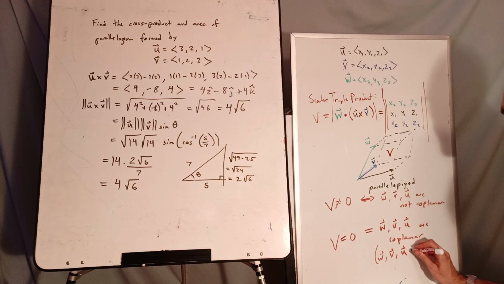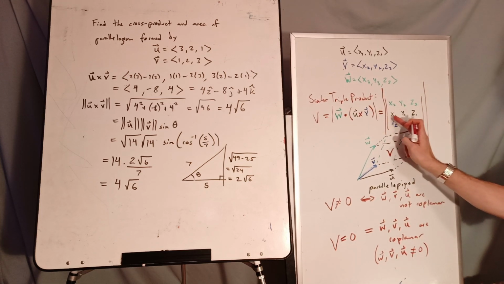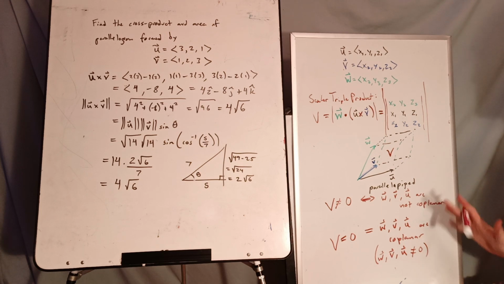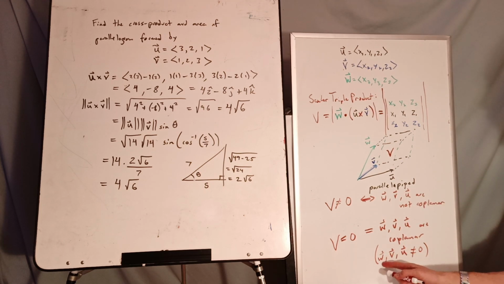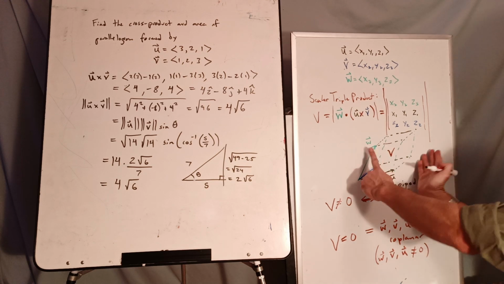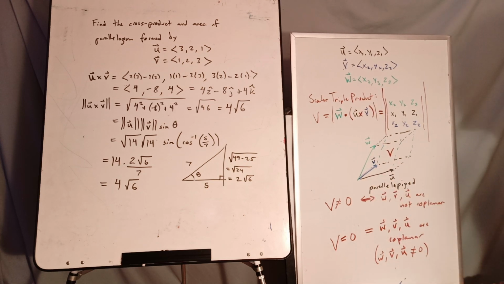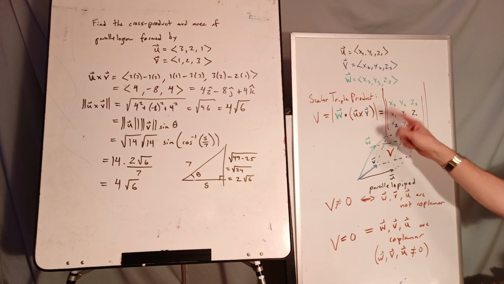If one of these is the 0 vector, then a whole row of this matrix is 0, and its determinant will wind up being 0. But if you have non-zero vectors, then they may be coplanar or they may not be. If they are coplanar and they all lie on the same plane, this squishes the parallelepiped's volume to 0, and that means your scalar product is 0.